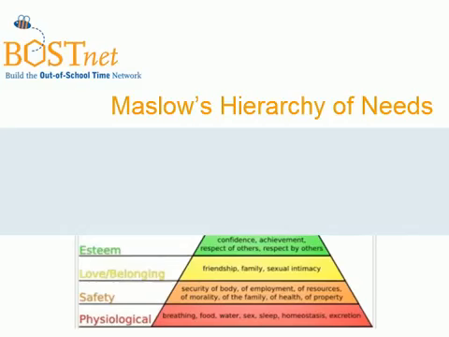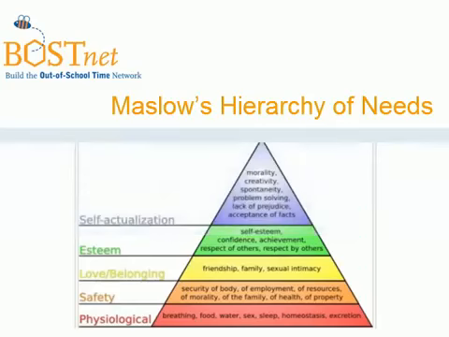And then the top of the pyramid is self-actualization. This includes having your own robust morality. It includes being able to be creative, being able to be spontaneous. It includes problem solving and being able to try to find solutions that are appropriate and acceptable. It includes being able to interact without prejudice, and it includes being able to accept reality.